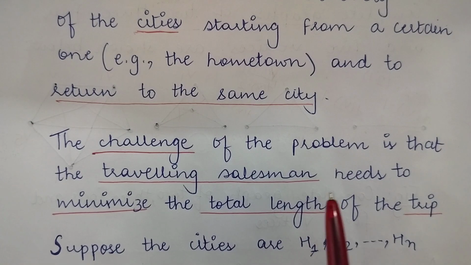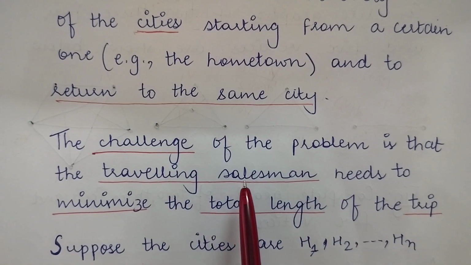Now the challenge of the problem is that the traveling salesman needs to minimize the total length of the trip. So he has to plan his travel in such a manner that the cities he chooses, or the path that he chooses, is the least or the smallest distance path. Just like when you have to go from one city to another city, right? So you start from your hometown, and then you want to reach a particular city. So you find a path which is shortest among all other paths.